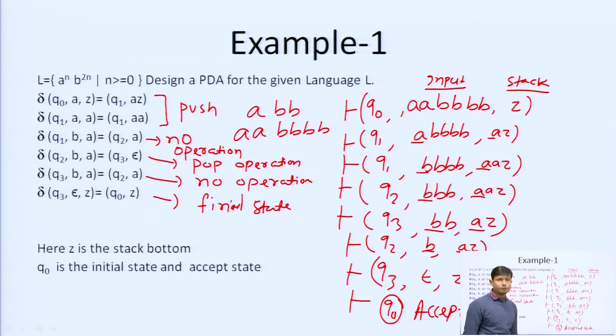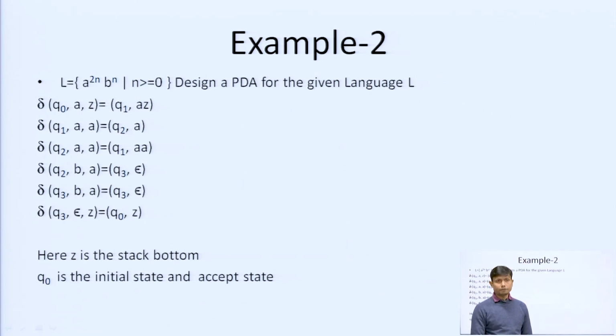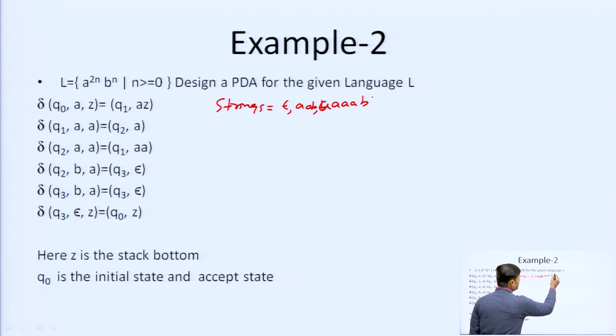So, we will go to another example. We will see how we will design this pushdown automaton and what the language would be. Here it is different. In the last example, it was a to the power n and b to the power 2n, and here it is a to the power 2n, b to the power n. And what strings are generated here? Strings like epsilon, double a b, 4a 2b, like that. Means 2a 1b, 4a 2b, like that strings will be generated.